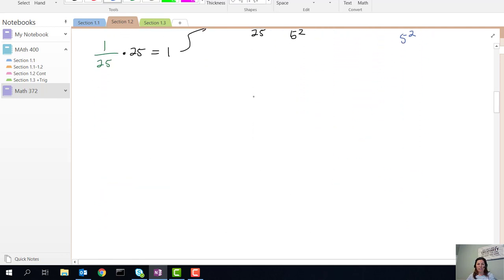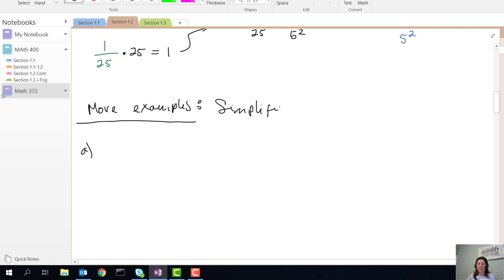So let's try some other examples simplifying exponents. These ones will be a little bit more intricate. So say I want to simplify. Always read the instructions. What are you asked to do? So here we're going to simplify, which usually means write for exponents using positive exponents.